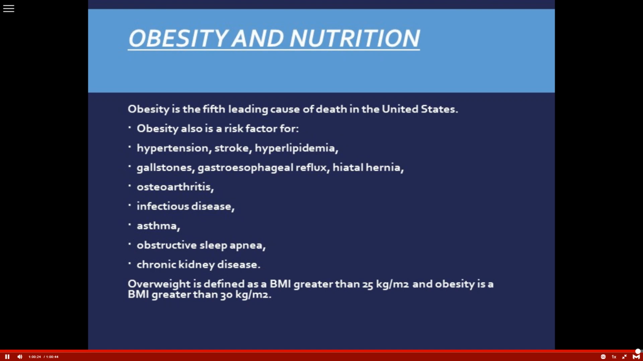But what you really need to take home here is overweight is defined as a BMI greater than 25 kilograms per meter squared, and obesity is greater than 30.